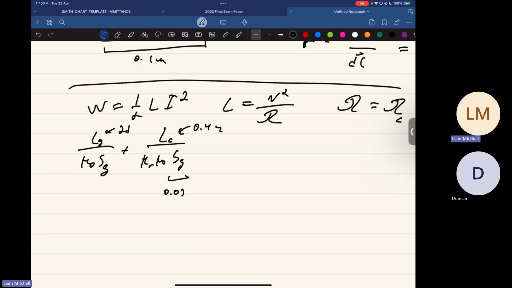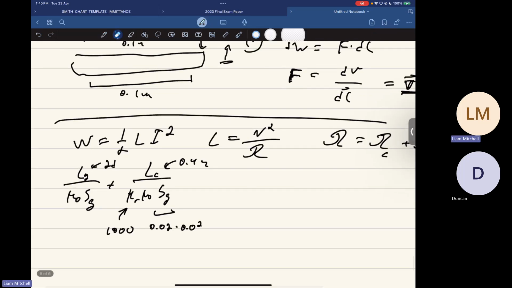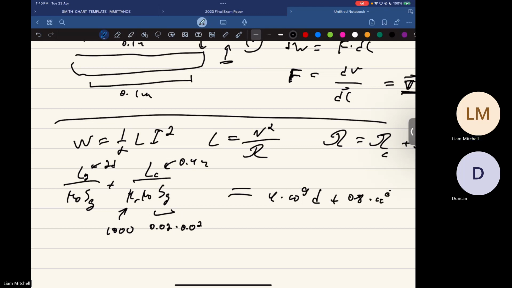The area is 0.02 times 0.02, a square area of the core. And mu r is given as 1000, I think. If you do the math, you will end up with two things: the constant reluctance of the core and the reluctance of the gap, dependent on d. So that's 4 times 10 to the 9 d plus 0.8 times 10 to the 6. It's just a constant offset because of the core.